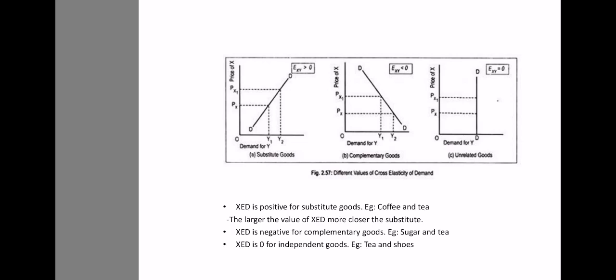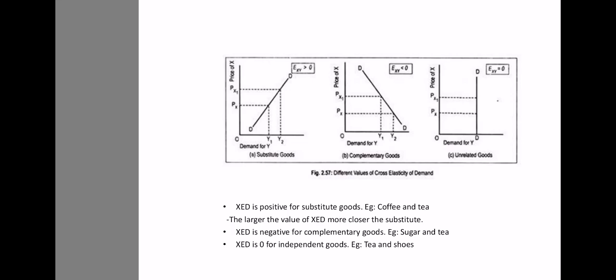And XED is negative for complementary goods. Why is that? For example, for a substitute good, we have coffee and tea. If our product is coffee, and the price of tea has increased largely, people will buy more coffee, so our demand will increase. But complementary goods may be sugar and tea. If the price of tea has increased a lot and we are selling sugar, people will not buy much sugar because they are not drinking tea anymore.